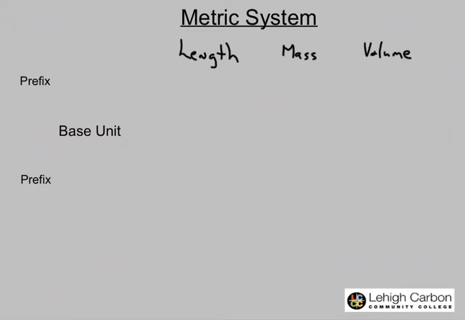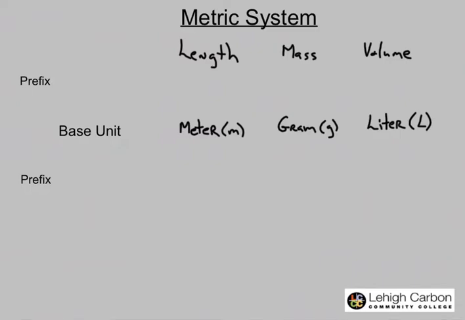The metric systems for each measurement system revolves around a base unit. The base unit for length is the meter, abbreviated with a small m. For mass, the base unit is the gram. That's abbreviated with a small g. And for volume, the base unit is the liter. That's abbreviated with a capital L.